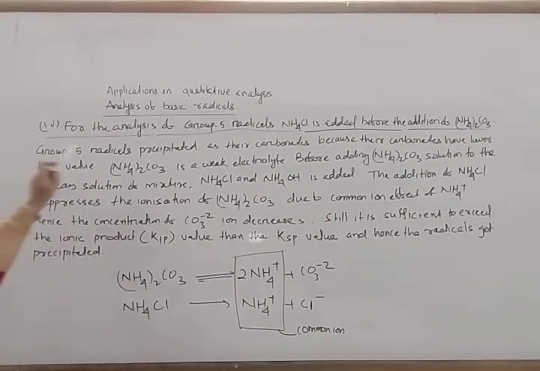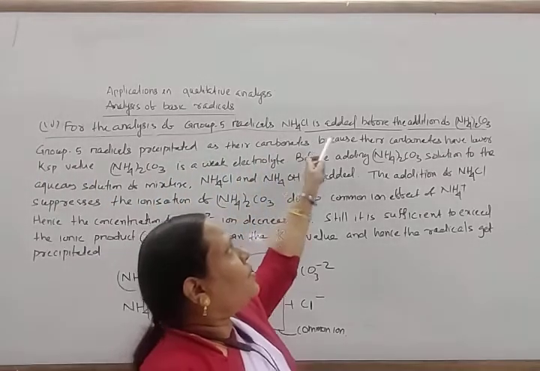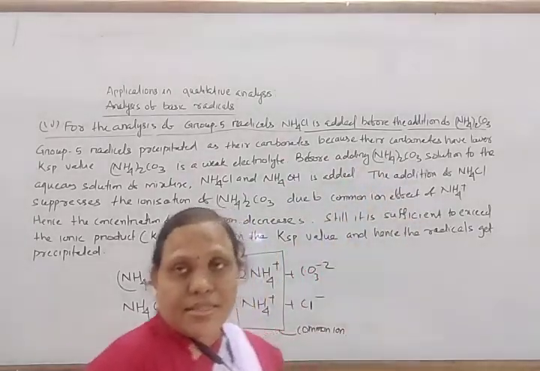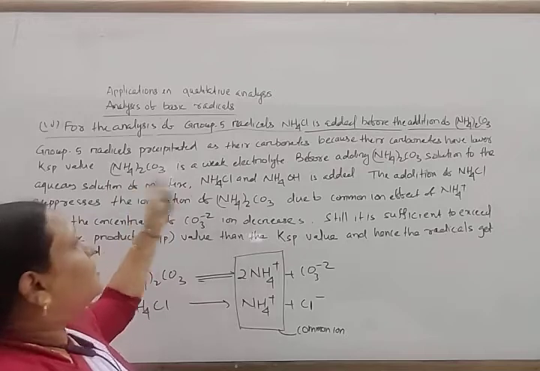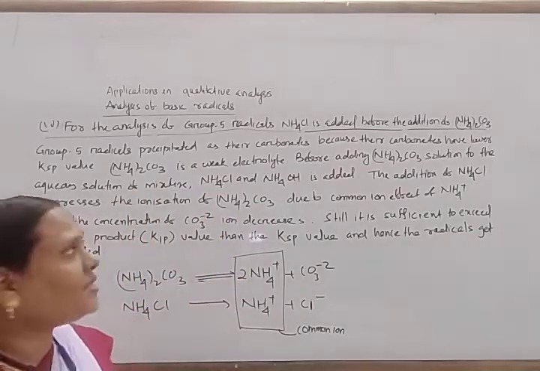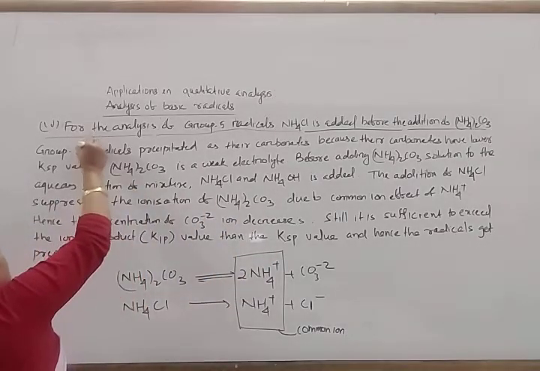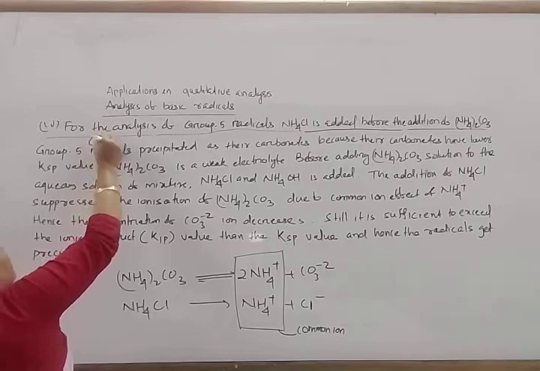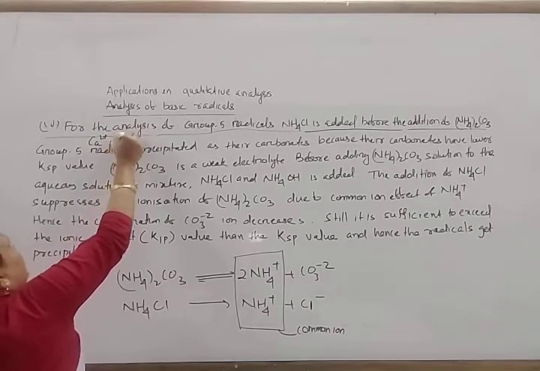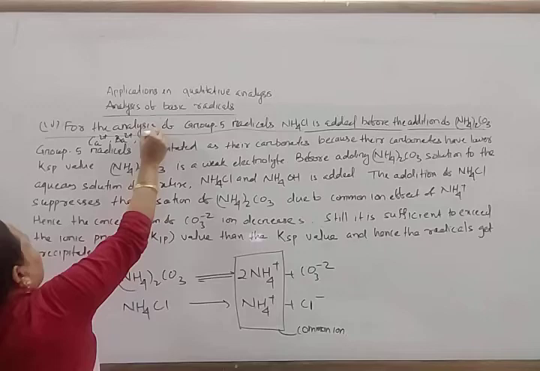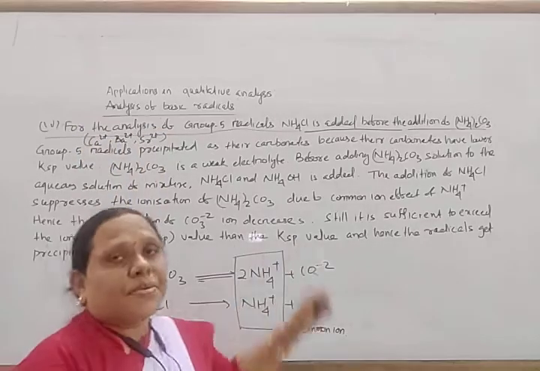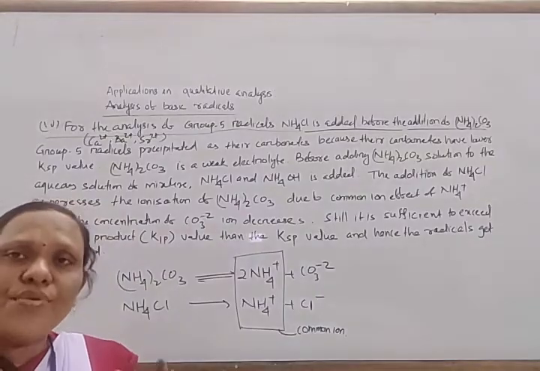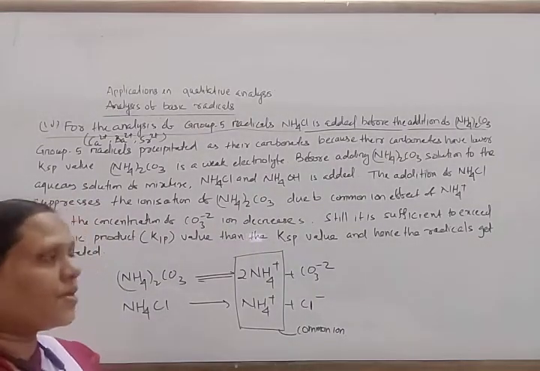For the analysis of group 5 radicals, ammonium chloride is added before the addition of ammonium carbonate. Group 5 radicals, that are calcium, barium, strontium, Ca2 plus, Ba2 plus, Sr2 plus, precipitate as their carbonates because their carbonates have lower value of solubility product.